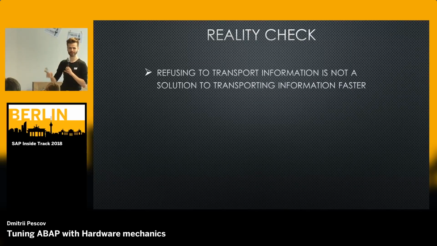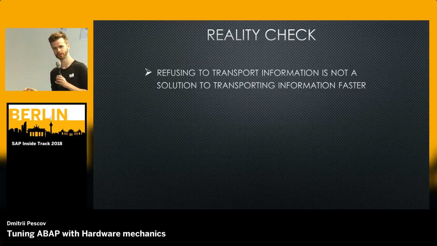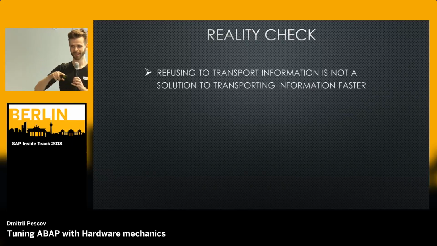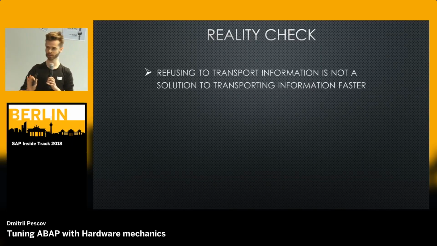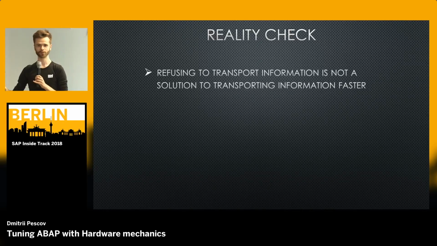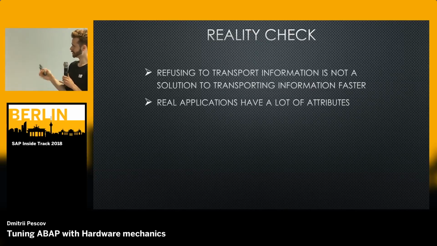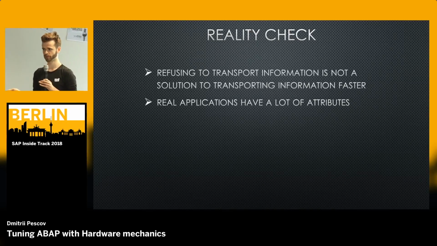Refusing to transport that information faster is not a viable solution. I can't go to my business analyst and say, you know what, I tuned our system, it's freakishly fast. We have no attributes anymore. Real applications have a lot of attributes. That means, usually in SAP systems, we have very wide structures, like 1K, 2K, 5K, even 8K is nothing unusual.